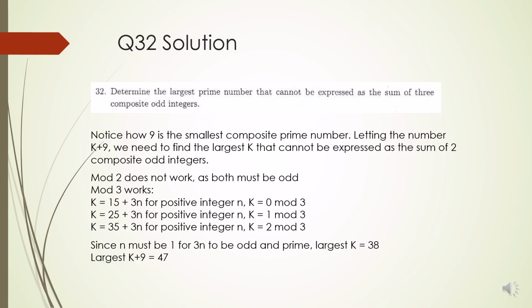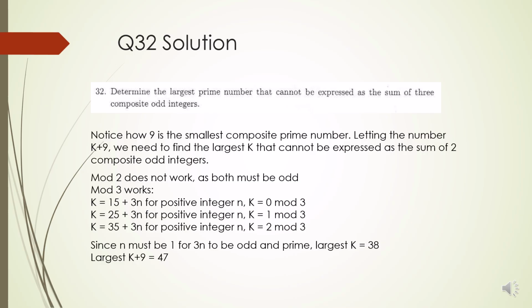So in order to find k, what you have to notice is that 15, 25, and 35 are the next few composite odd integers after 9. And this actually helps us because if we decide to split k up into 3 cases, when it's divisible by 3, when it gives a remainder of 1 or gives a remainder of 2, we can see that k equals 15 plus 3n, 25 plus 3n, and 35 plus 3n, respectively. And this works because 15, 25, 35 are all composite odd integers, as I said, and 3n is also a composite odd integer as long as n is a positive integer greater than 1 and n is odd.